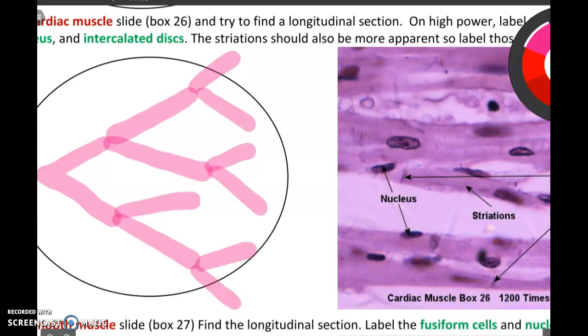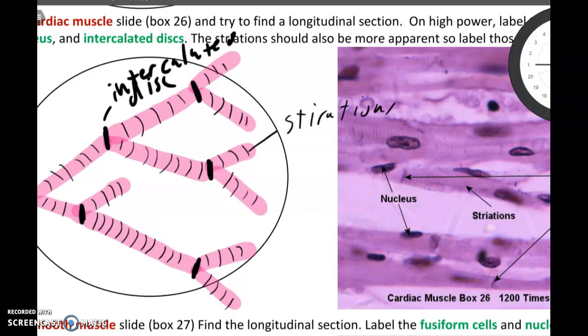So here are my branched cells. And I'm going to put the striations in. And I'm going to put the intercalated discs in. So here are the striations. I drew them differently. I suggest for the skeletal muscle you draw them this way as well. It takes a lot less time. And just try to differentiate: the intercalated disc is thicker. So like here's an intercalated disc, and this is what you should always look for when you're doing the histology.